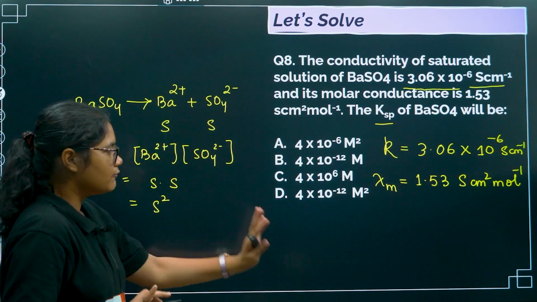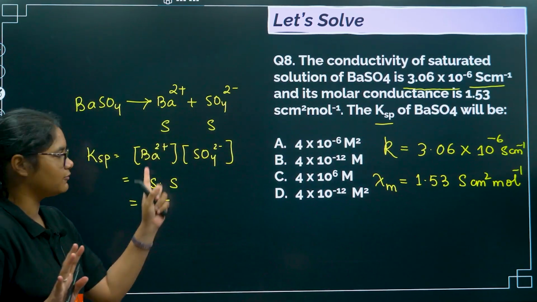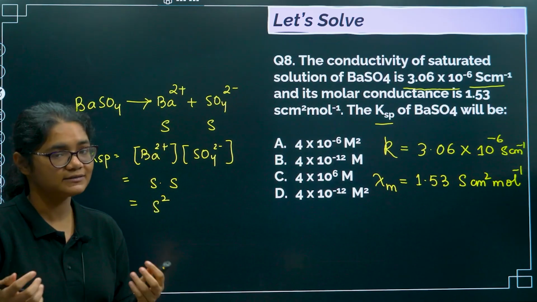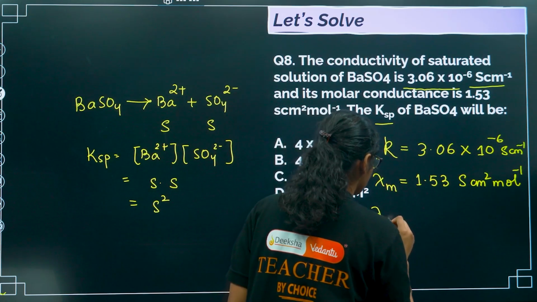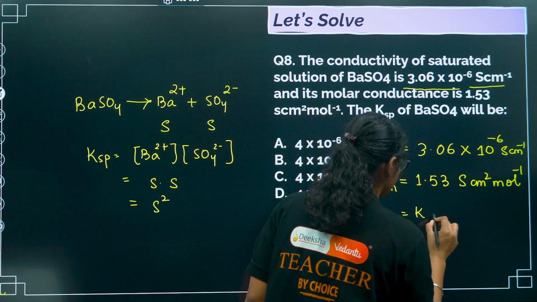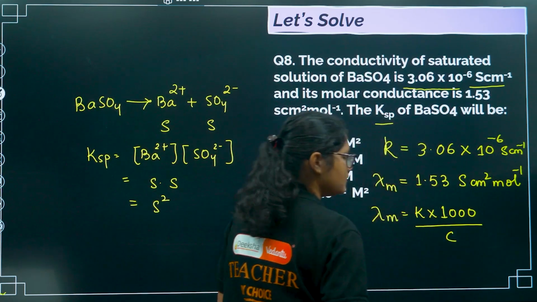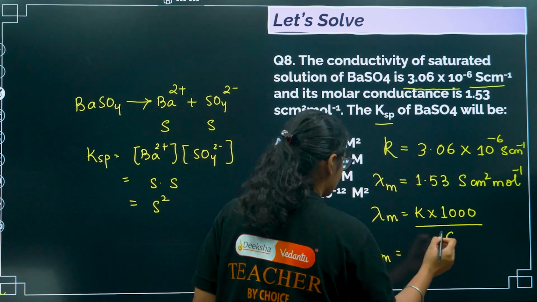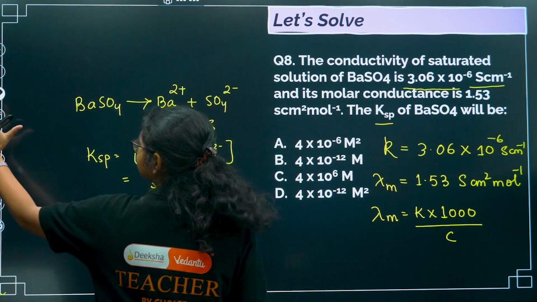Okay. So now what is our task? We know the formula of KSP is S square for barium sulfate, but we need to find this S, right? Or we have to find this concentration. So let us do this question now. What is the molar conductivity formula? Kappa into 1000 by C, right? Now let me put this value here, lambda m is equal to, okay, I need to find C. So I can calculate C from here.